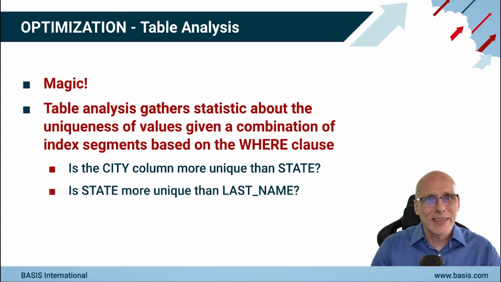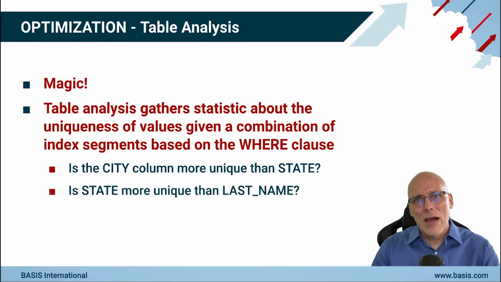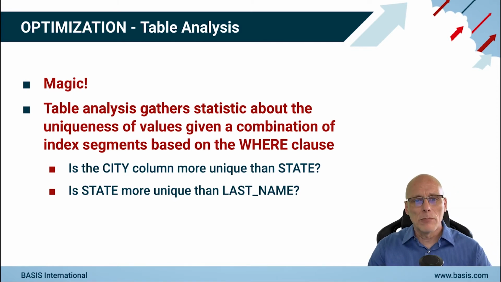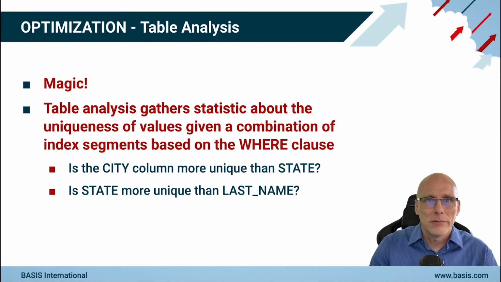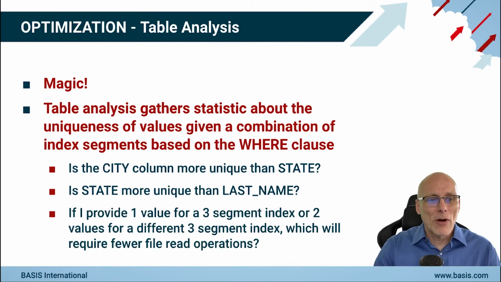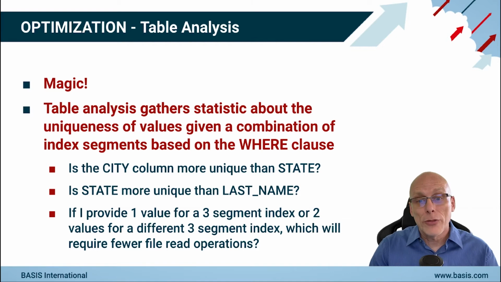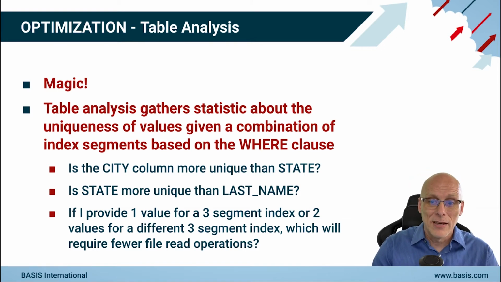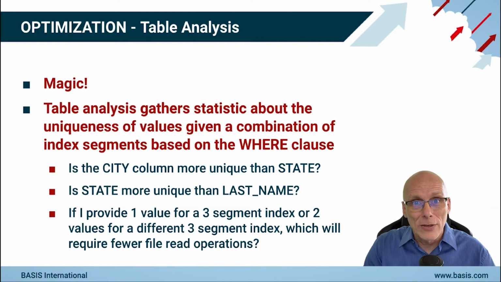So it would have to look at that, and you don't want it to do that every time you execute a query. That wouldn't make any sense. That would take way too much time. Is a state column more unique than last name? Well, again, we know as human beings that last name's probably more unique, but again, the SQL engine doesn't know that. If I provide one value for a 3-segment index or 2 values for a different 3-segment index, which will require fewer file read operations?